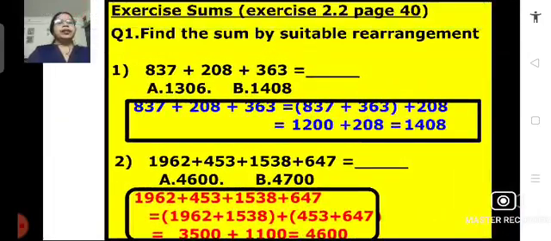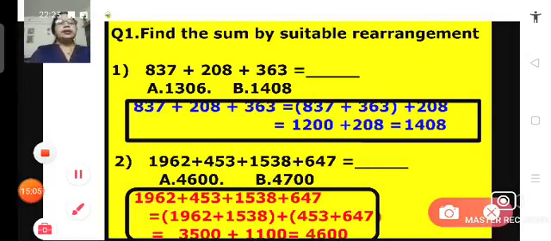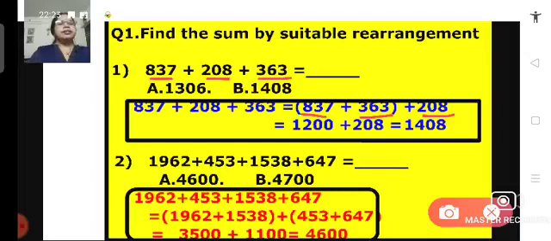Next problem, find the sum by suitable rearrangement. Here we have to rearrange the numbers so that we get 0 in ones place or in tens place, so that we can add them easily. So we have 837 plus 208 plus 363. We have grouped together 837 and 363, and we have taken 208. So 837 plus 363 becomes 1200. 1200 plus 208 becomes 1408.